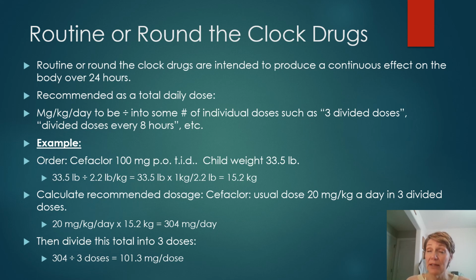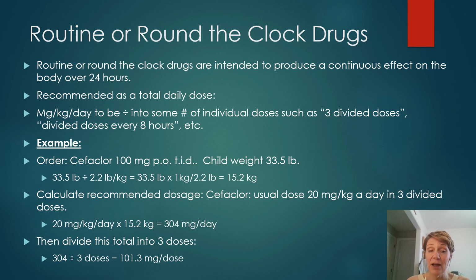To calculate a recommended dosage, cefaclor's usual dose is written as the following: 20 milligrams per kilogram per day in 3 divided doses. So, first step, how much is 20 milligrams per kilogram for a child who weighs 15.2 kilograms? So 20 milligrams per kilogram per day times 15.2 kilograms is 304 milligrams per day. That would be per day. And when I look at my normal recommended dosage, it says in 3 divided doses.